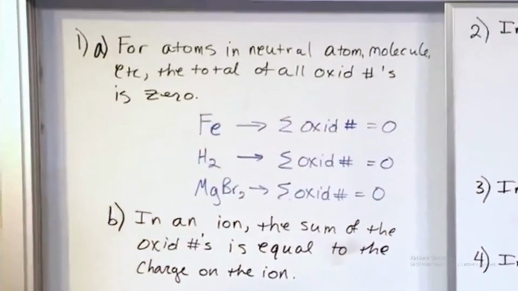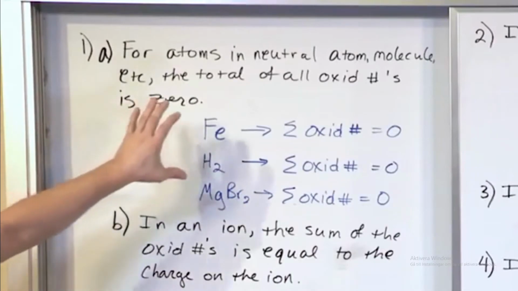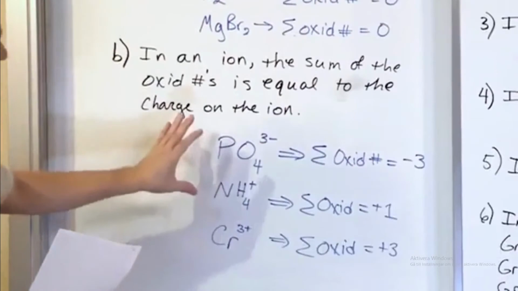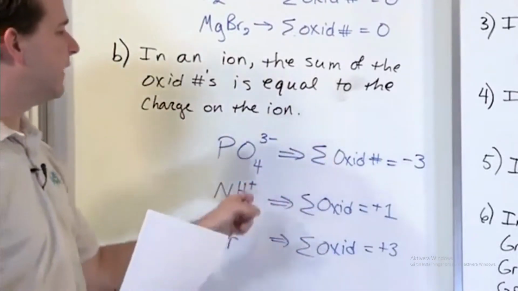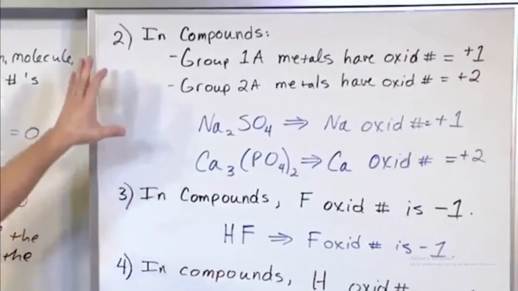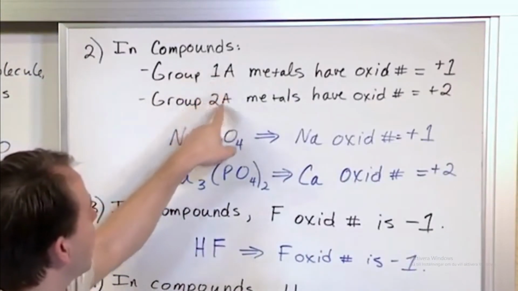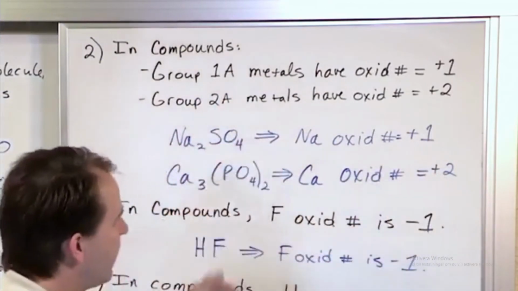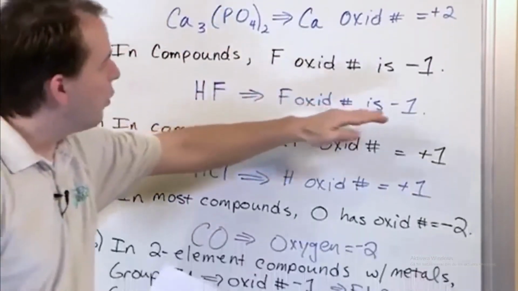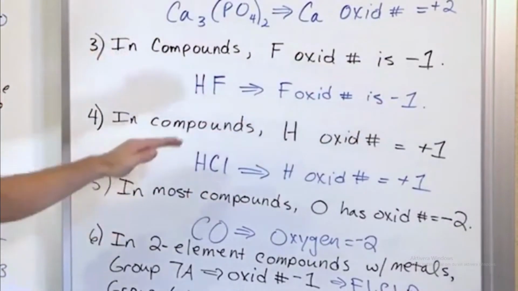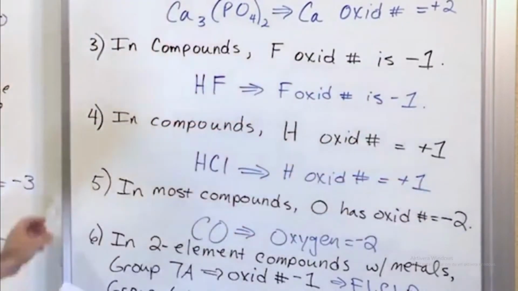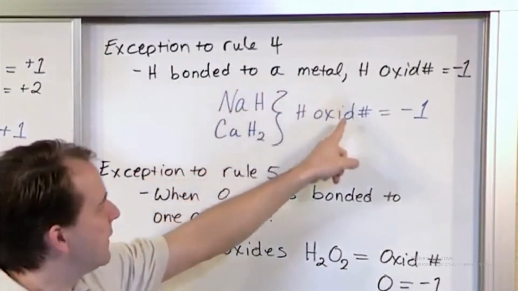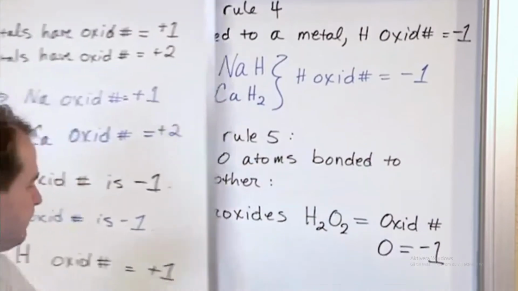So again, real rapidly, rule number 1 says that if you have a neutral compound, the sum of the oxidation numbers of everything there has got to be 0. If you have a charged ion, the sum of the oxidation numbers is going to be equal to the charge. Rule number 2 is if I have a column 1A or column 2A metal, then the oxidation number is +1, +2. That's very high up on the list. Fluorine is always going to have an oxidation number of -1. Hydrogen is always going to have an oxidation number of +1 unless it's actually bonded to a metal, in which case it'll have a -1.